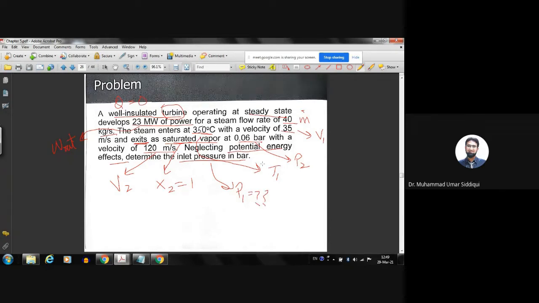First of all, do you understand the problem statement here? We have a turbine, well insulated, with steam flowing through it at 40 kg per second. The output of the turbine is given. The steam inlet conditions are given, but only one inlet condition: the temperature. The pressure is something we need to find. With a velocity of 35 meter per second, this is the inlet given. And at exit, we know that it is saturated vapor. We know the pressure, and we know the velocity. We need to determine the inlet pressure in bar. Do you understand the problem statement here or not?